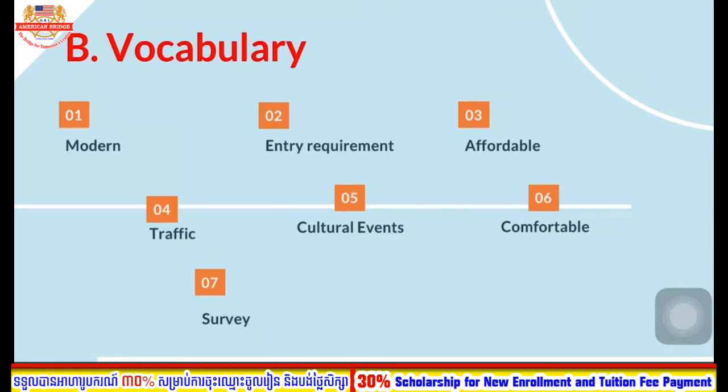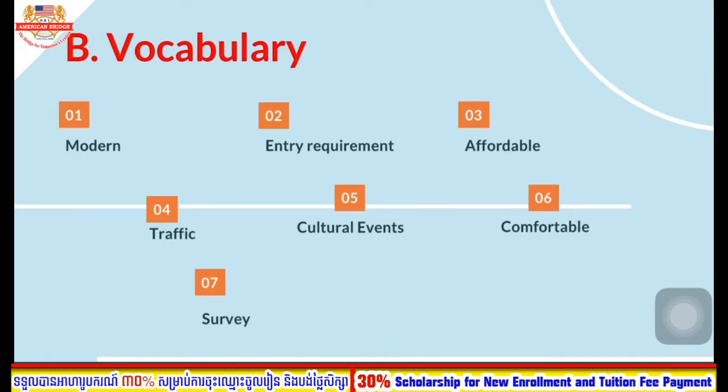Number 4, traffic. What does traffic mean, students? Traffic is the traveling of people along the road, or the activity that people do to travel along the road. Number 5, cultural events. You know about events and you know about culture. A cultural event is an event or activity, especially a large or important one, of the culture.